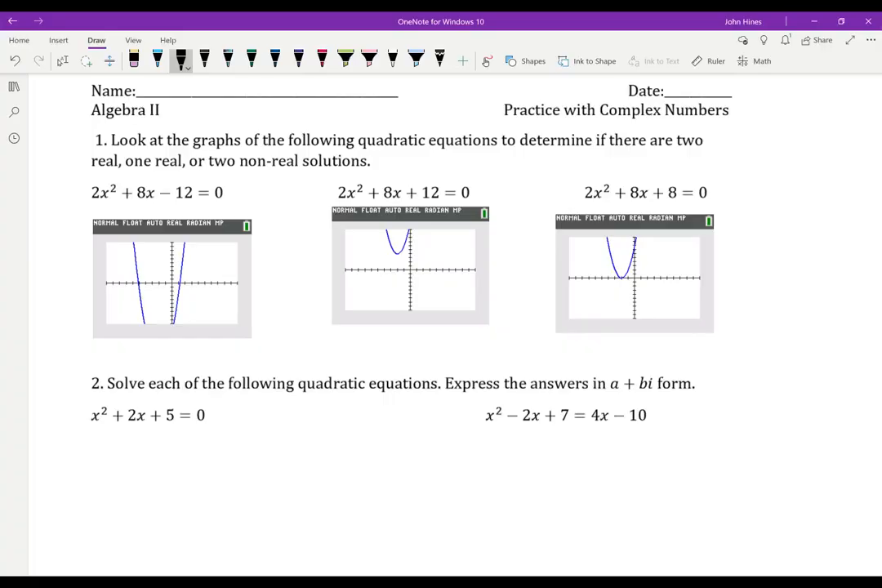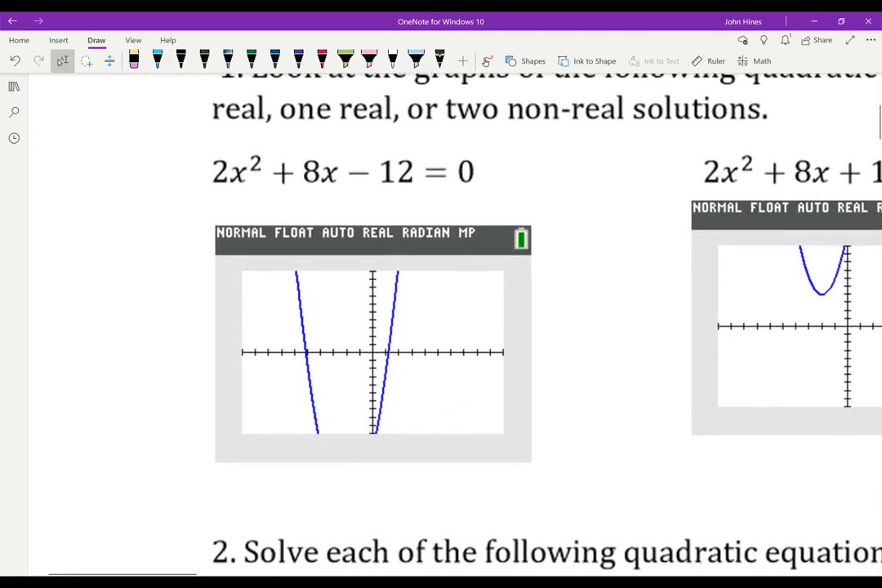Hi everybody, welcome to this video where we're going to review everything we've learned about complex numbers thus far. So number one says, look at the graphs of the following quadratic equations to determine if there's two real, one real, or two non-real zeros. So I already graphed these just for the sake of time.